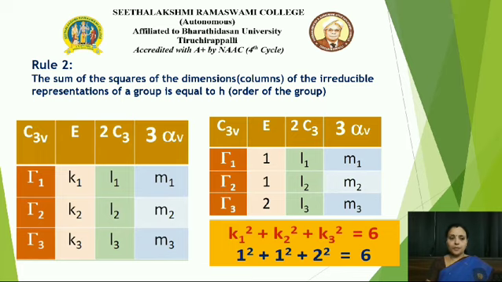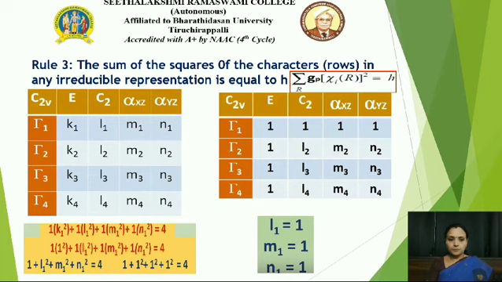Similarly, for the C3V point group, by applying rule number 2, by substituting the values of l1 as 1, l2 as 1, and l3 as 2, we will get the answer 6. 6 is the order of the C3V point group.